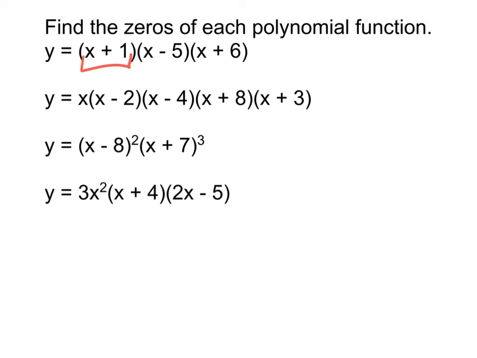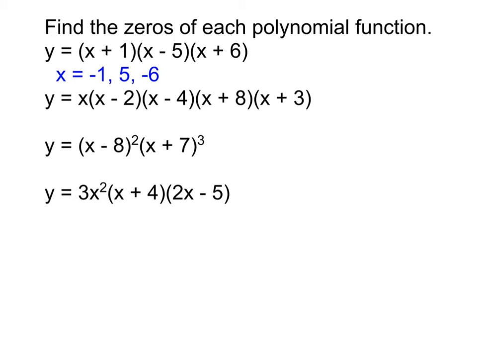Well, what plus 1 equals 0? Negative 1. What minus 5 equals 0? 5. And what plus 6 equals 0? It's negative 6. That is it. That's all you've got to do for these.